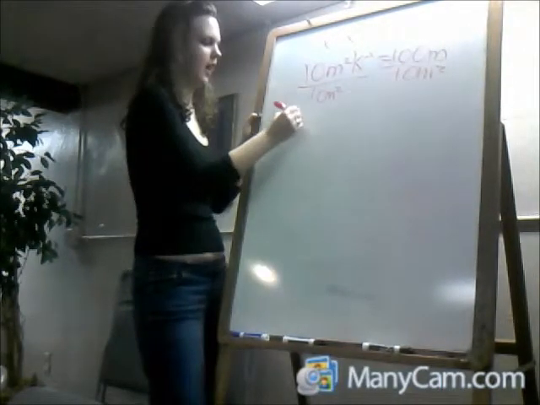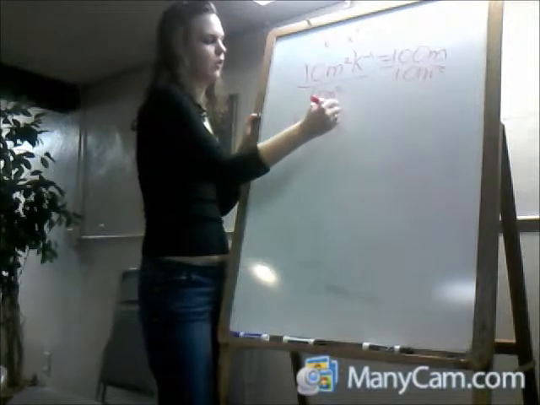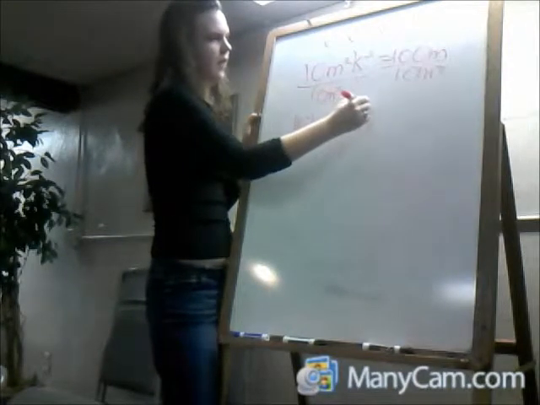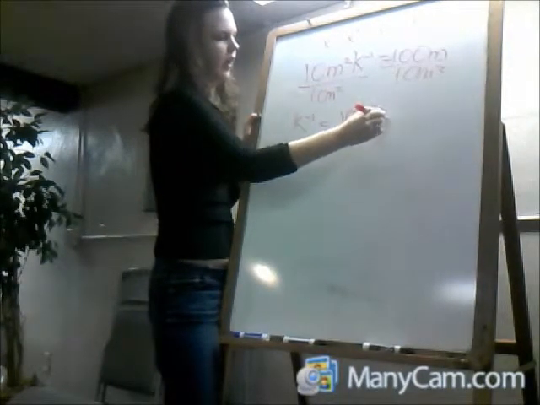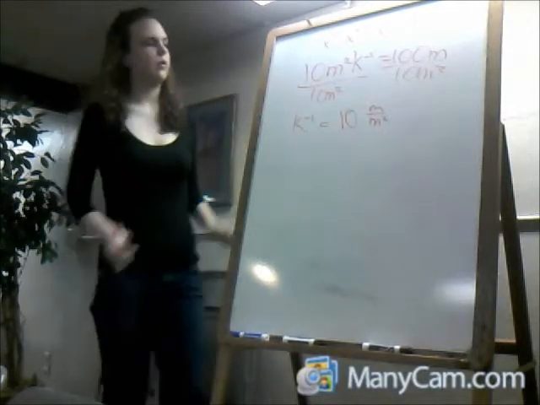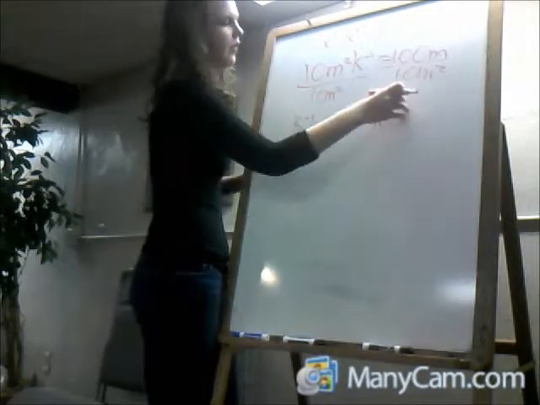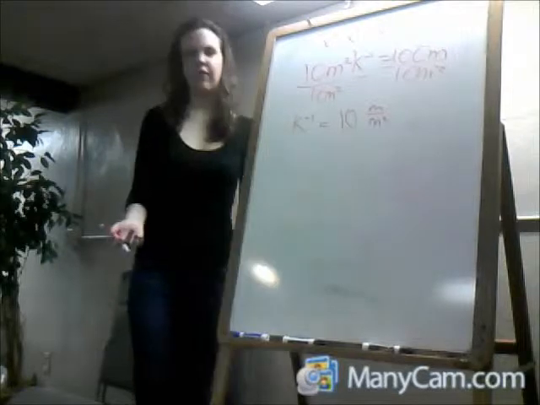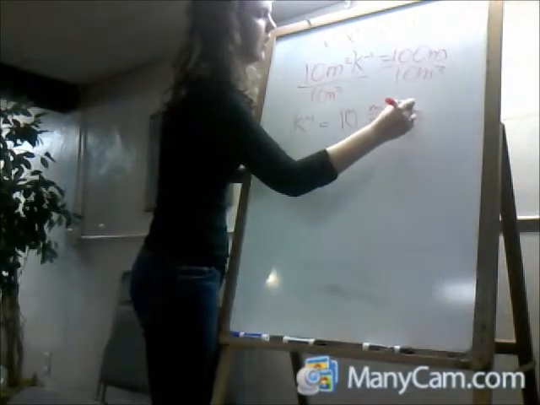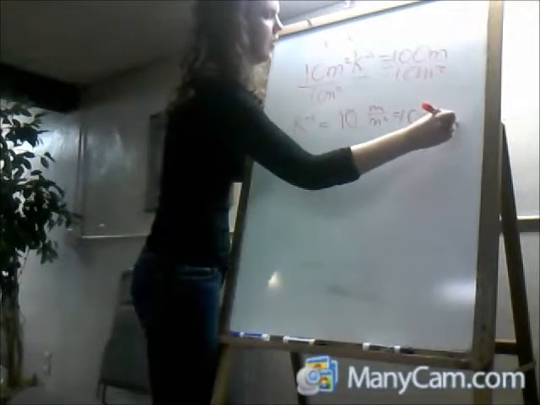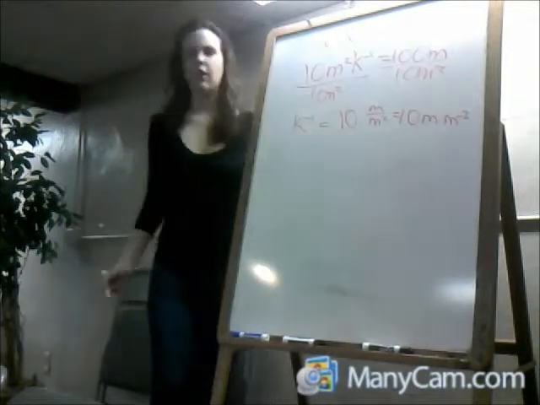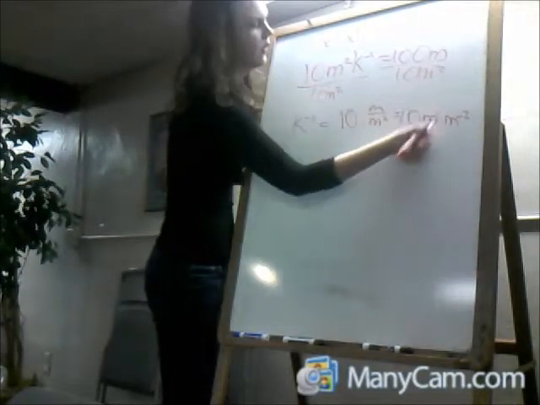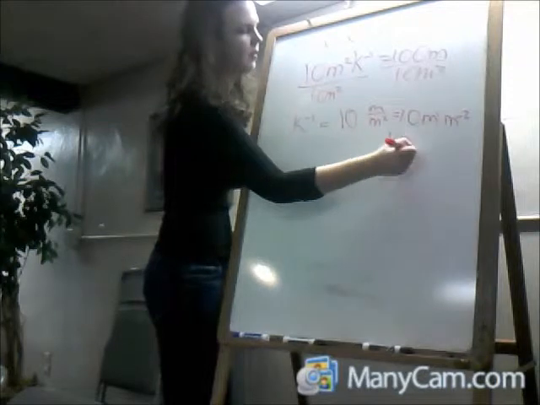Then I get k to the negative 1 equals 10, and then this is m over m squared. And basically, if something's in the denominator and we move it to the numerator, we change the sign of the exponent. So that's going to be 10 times m to the negative 2. And then when we add the exponents here, we get 10 times m to the negative 1.